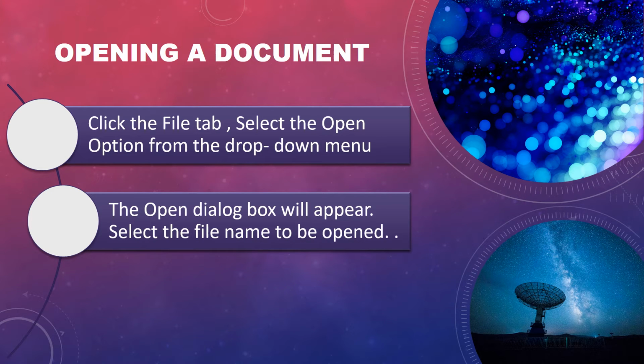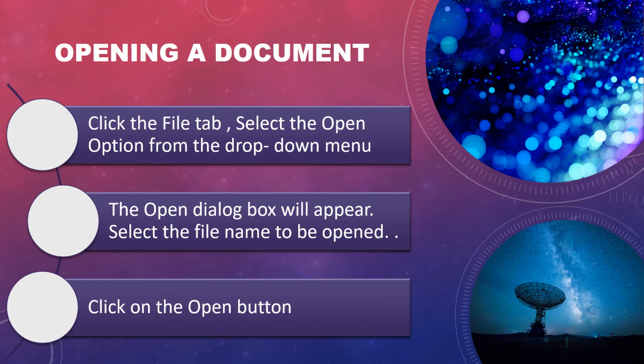After that, an Open dialog box will appear on your screen. So select the file name to be opened. Here you can also select the location where your file is saved and then you can double click on it. In a similar way, either you can double click on it or you can just type the name of your file. And then you need to click on the Open button. After that, you can see your file will be opened on your screen.